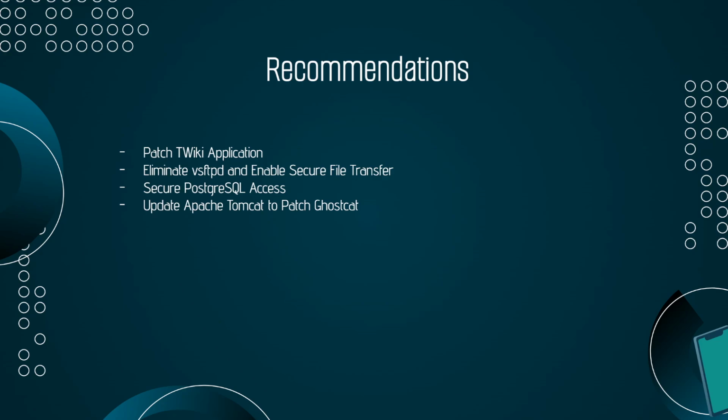The GhostCat vulnerability in Apache Tomcat could also allow file disclosure, or even remote code execution. To help solve this, the server needs to upgrade to a patched Tomcat version, and the insecure AJP connector needs to be disabled or secured through authentication.